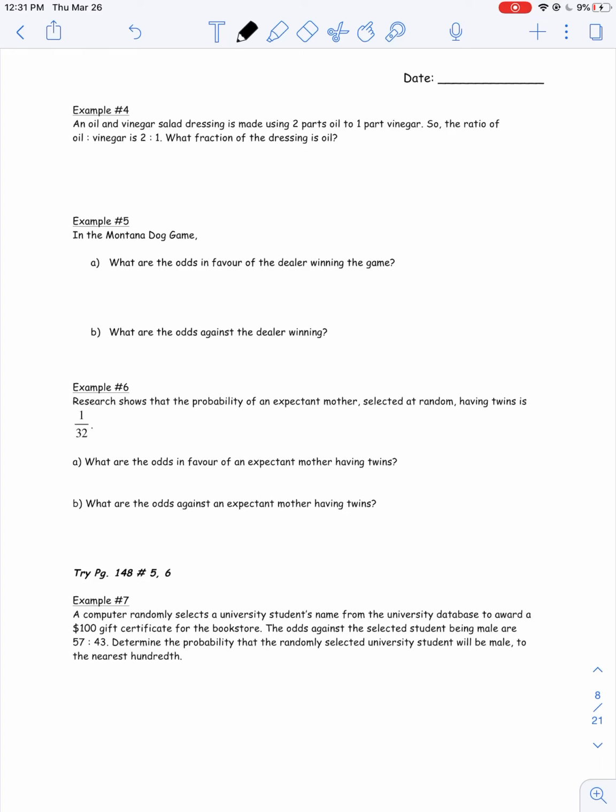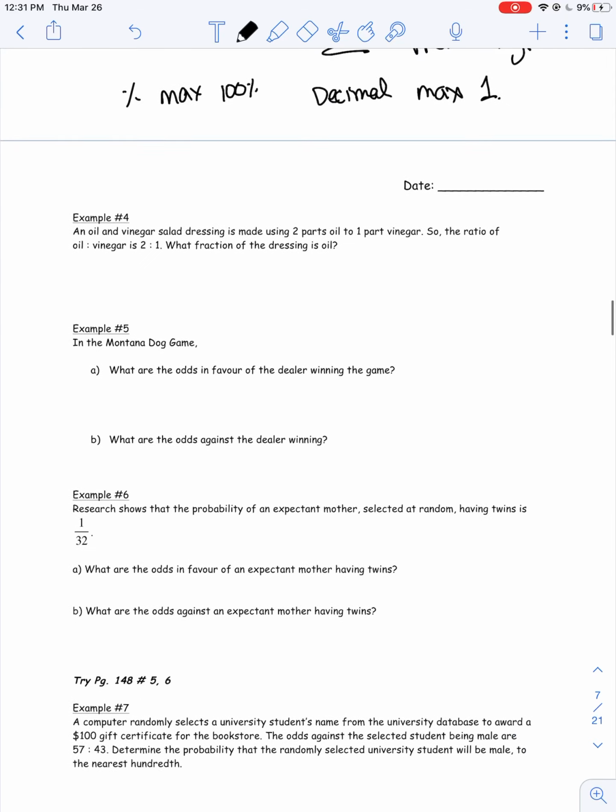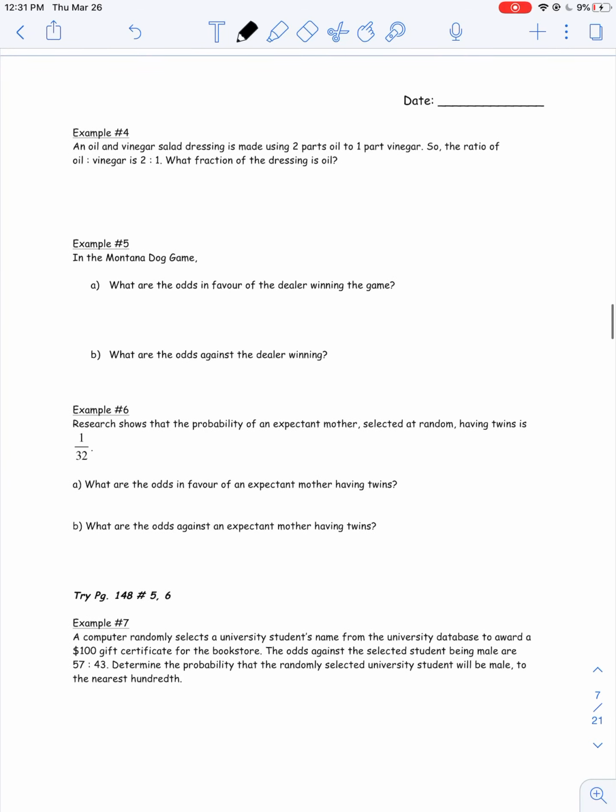Example number 4. So this is our idea of something called odds in favor, odds against. So odds in favor versus odds against. When they say odds in favor, what they're saying is that they want what you want, meaning what they're asking for, versus what you don't want.